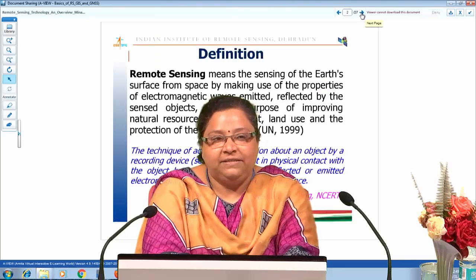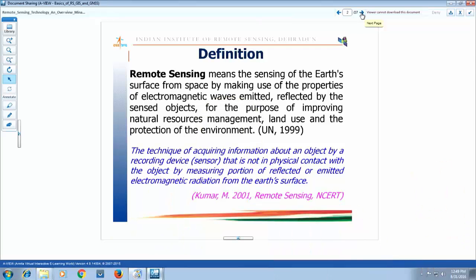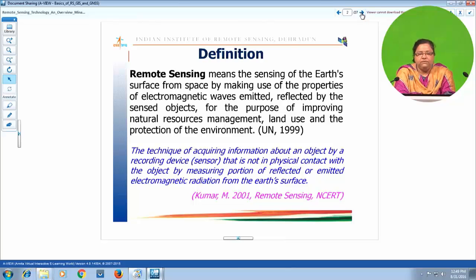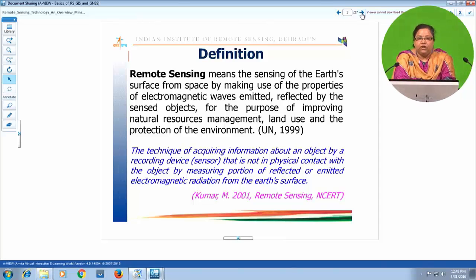Remote sensing is a technique of acquiring information about an object by a recording device that is not in physical contact with the object, and it is done by measuring a portion of reflected or emitted electromagnetic radiation from Earth's surface. The definition adopted by the United Nations in 1999 says that remote sensing is the sensing of Earth's surface from space by making use of properties of electromagnetic waves emitted or reflected by the sensed objects, and it is done for the purpose of improving natural resource management, land use and protection of the environment.